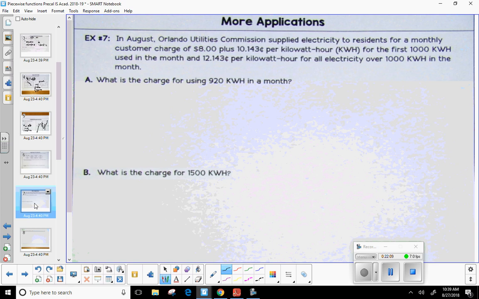So it says, in August, Orlando Utilities Commission supplied electricity to residents for a monthly customer charge of $8 plus 10.143 cents per kilowatt hour for the first 1,000 kilowatt hours used in the month, and 12.143 cents per kilowatt hour for all electricity over 1,000 in the month. So we have a specific rate for if you go up to it, including 1,000. If you go over that, we've got a slightly higher price.